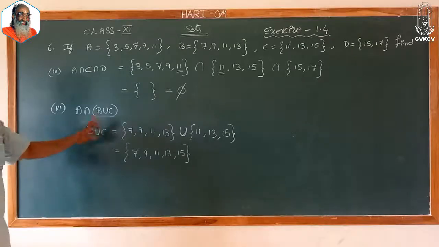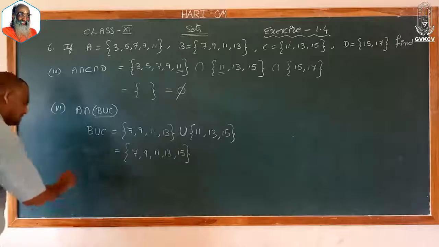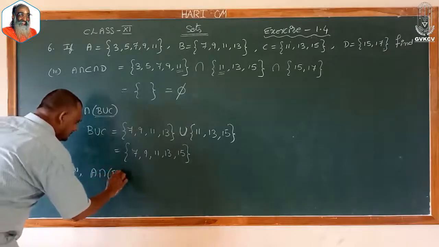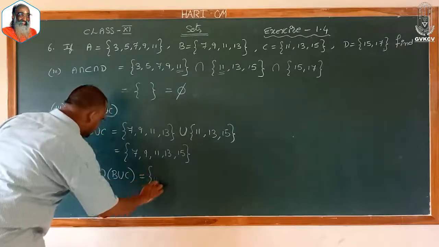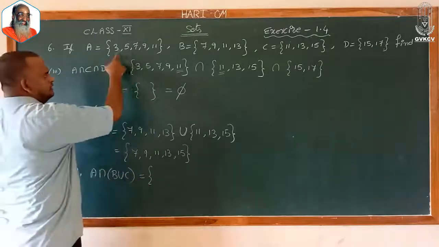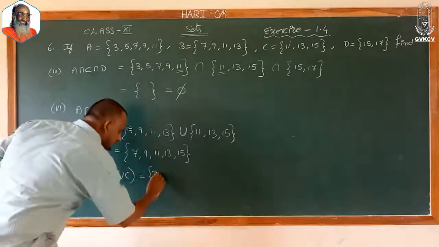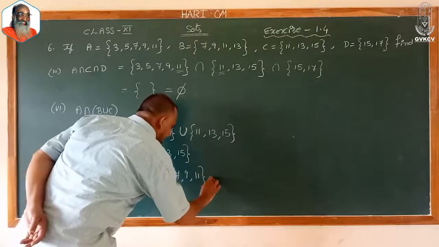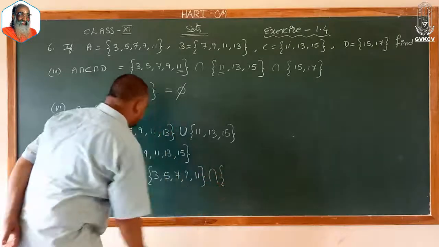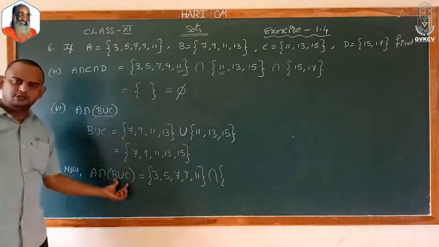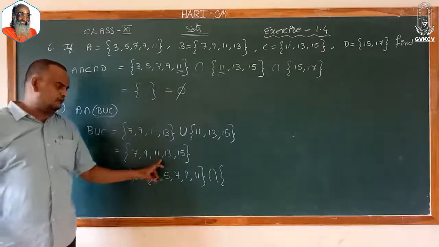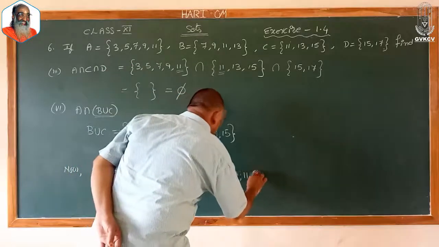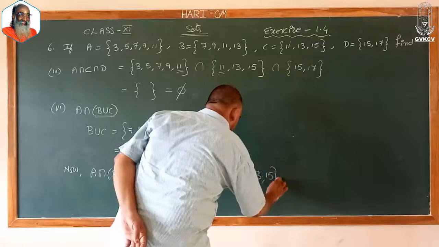Now I am going to find A intersection (B union C). What is set A? We have 3, 5, 7, 9, 11. Intersection B union C. What is B union C? We have 7, 9, 11, 13 and 15.